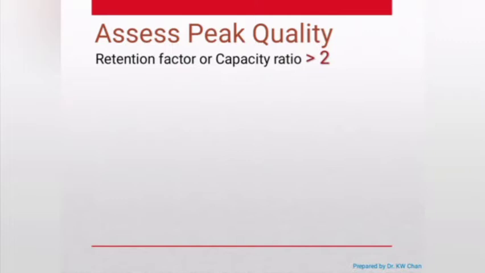The first parameter is the retention factor or capacity ratio. Ideally, it is supposed to be more than 2 after calculating using this formula. Now, let me show you the meaning of TR and T0.